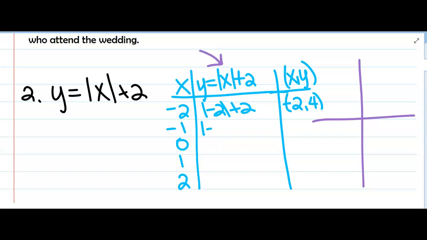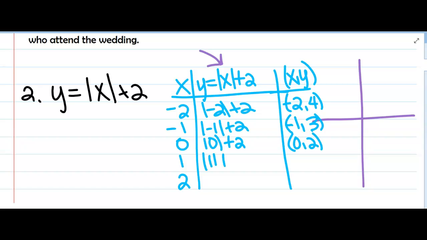We're going to do the same thing with -1. So we're going to take the absolute value of -1 plus 2. The absolute value of -1 is 1. 1 plus 2 is 3. So we'd get a solution of -1 comma 3. When I plug in 0, we're going to take the absolute value of 0 plus 2. Absolute value of 0 is 0. 0 plus 2 just gives you 2, so you'd get the point 0 comma 2.